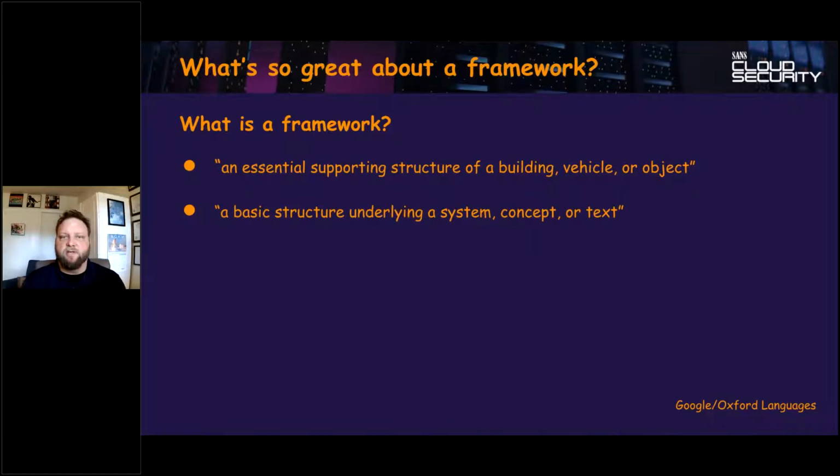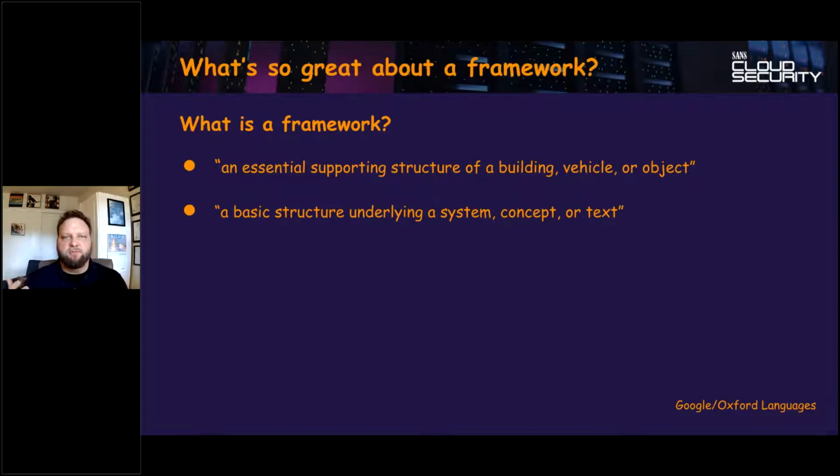Google/Oxford Languages defines a framework as an essential supporting structure of a building, vehicle, or object. When I read that, I think of my car frame. Everything we usually think about with our car or truck is all built on top of and around the frame. The frame is the foundation. Or you might have heard people say things like a house has good bones. They're really talking about the structural integrity of the house or the home and the frame or framework of the house. Another definition that is provided is a basic structure underlying a system, concept, or text. So real quick, let's notice the word structure in both of these definitions.